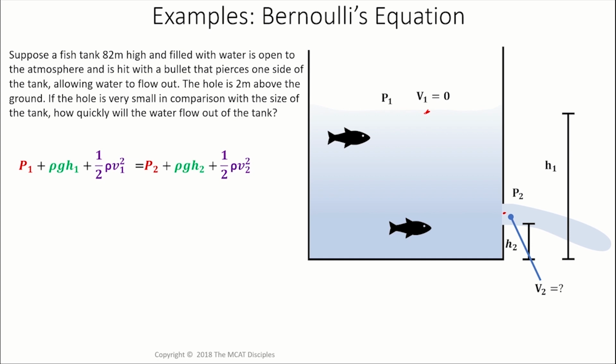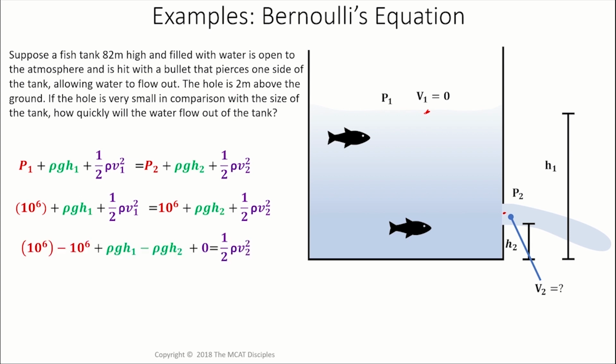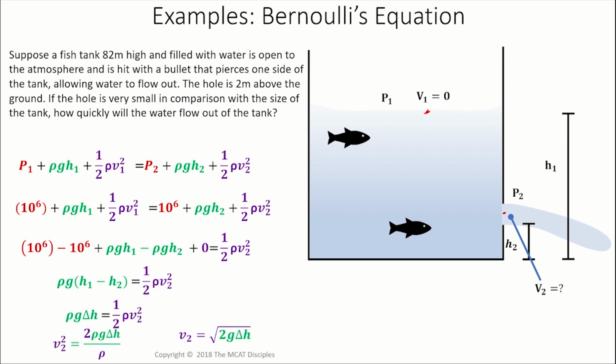Are the heights changing? They are. So we need to account for that. So we plug in our values, then we know what the rho g h terms are because we have our values here for the heights, you have a 2 meter and 82 meter height. So boom, we just start rearranging Bernoulli's to ultimately get this equation here, and keep going until we find that V2 is equal to the square root of 2 times g times h.